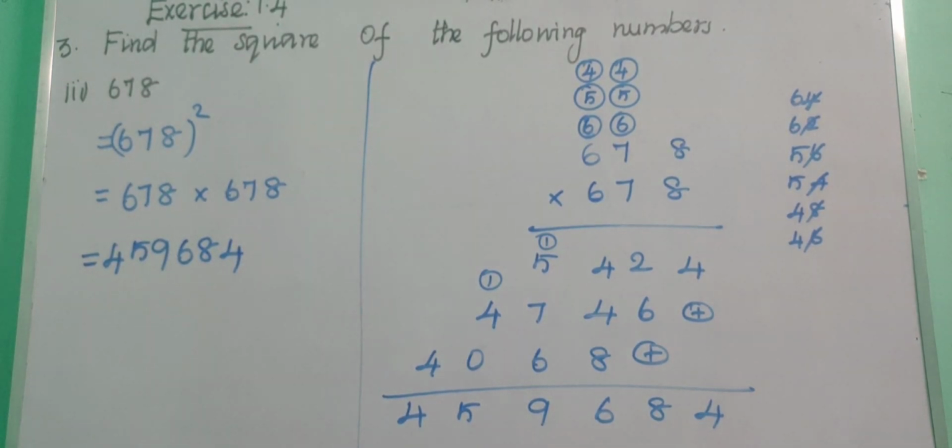Okay children, you can copy this in your classwork notebook. Pause the video and write. So very easy, right? If a number is given, how will you find the square? We need to multiply the same number twice. So here we got the answer as 4,59,684.